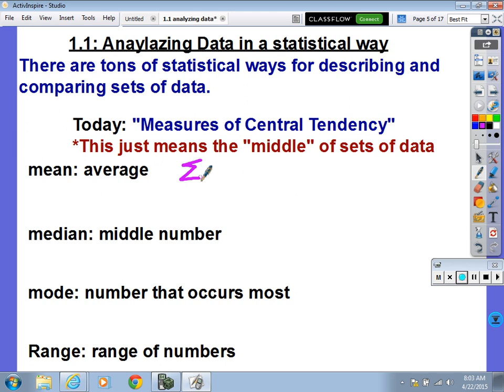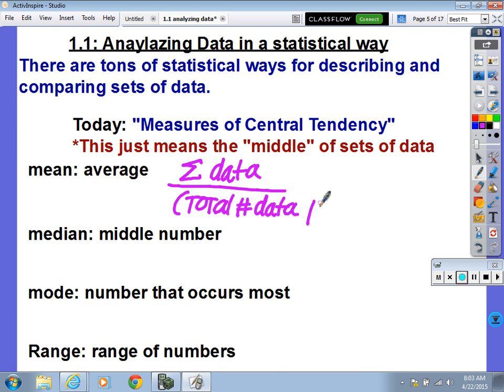So we're going to get kind of cool right now. So that is our sigma sign. That just means we're going to sum up our data set. So we're going to sum up our data. We're going to add them all up. And then we'll divide it by the total number of data points. So that's how you find the average. You'll sum up your data, you'll add them up, and then you'll divide it by the total number of points you added up.